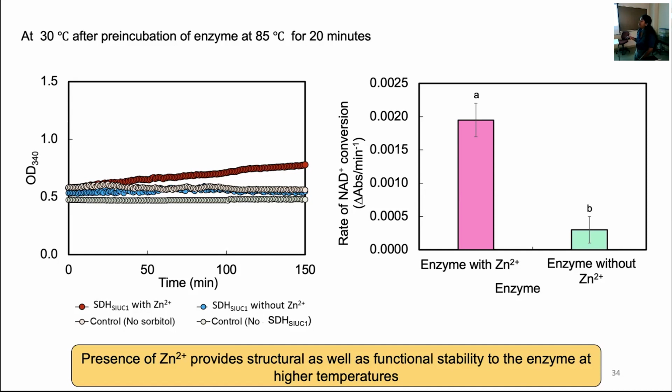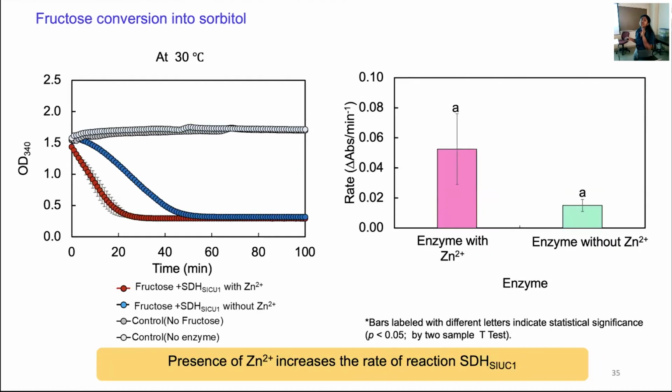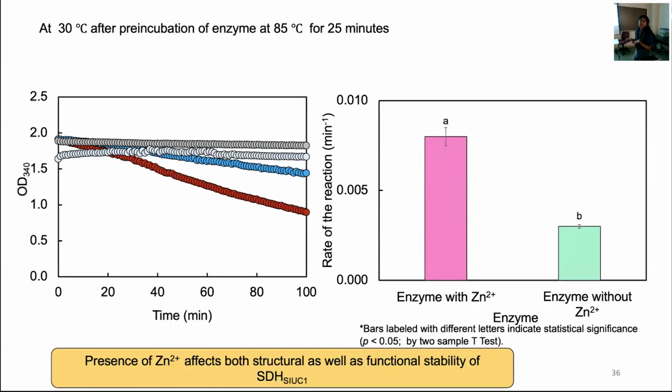And we did the experiment for fructose conversion. So we observed the same trend in the results at 30 Celsius. And here, however, we observed a higher rate for the enzyme synthesized with zinc than the enzyme synthesized without zinc. The significant difference in the rate was observed when the enzyme was pre-incubated at 85 Celsius.